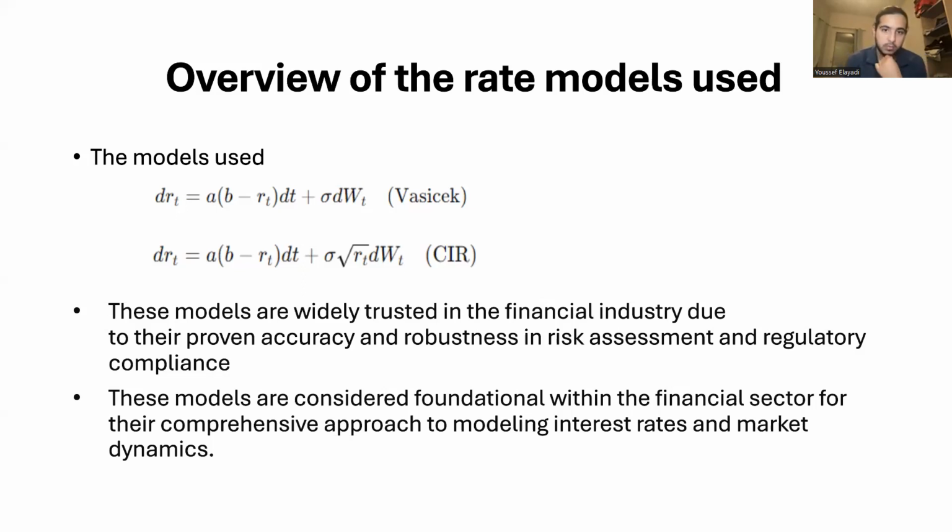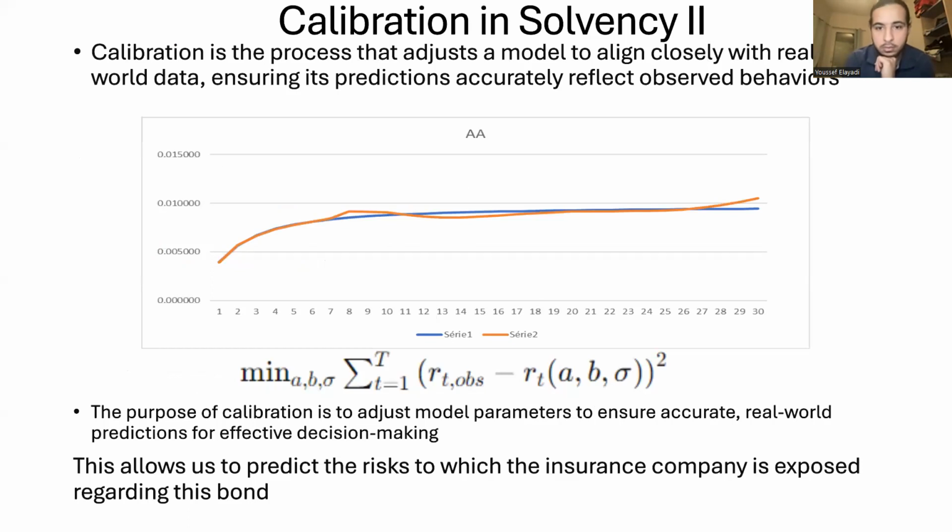For me and Youssef, our priority in this project was to improve and upgrade in the financial sector, and it was a must to understand these two models. With these two models, we made a calibration. The calibration is the process that adjusts a model to align closely with data, and the data is the interest rate of each maturity.